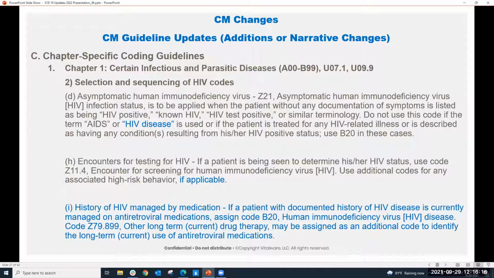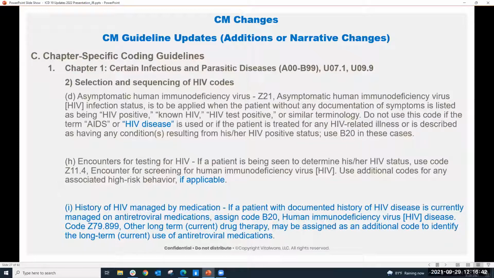Okay, next slide. Here we are talking about the selection and sequencing of HIV codes. And in this paragraph, they just added the HIV disease along with the AIDS. In this statement, code Z21, asymptomatic HIV infection status, should not be used when the terms AIDS or HIV disease are documented. And that's what they're saying here.